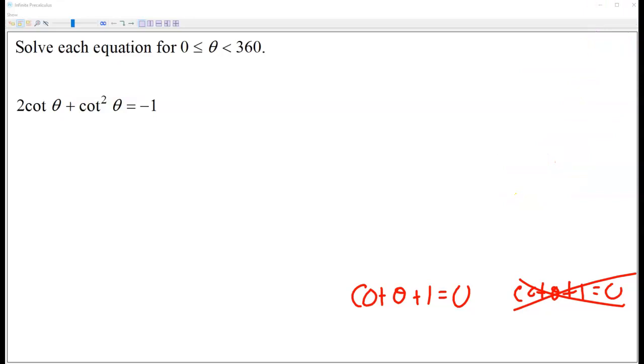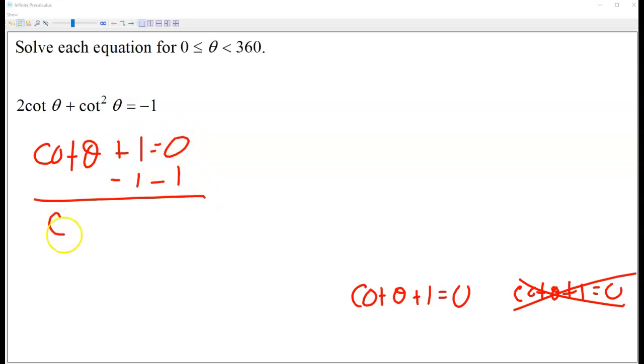Let's go ahead and solve it now. If I have cotangent of theta plus 1 equals 0, how would I solve that? The first step would be to minus the 1 on both sides.